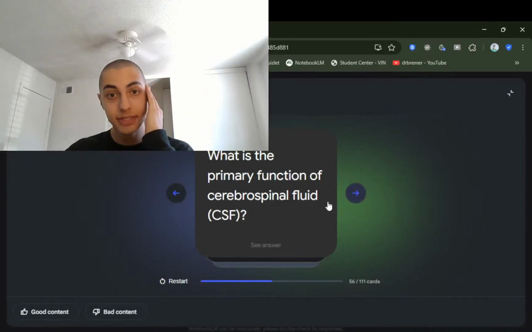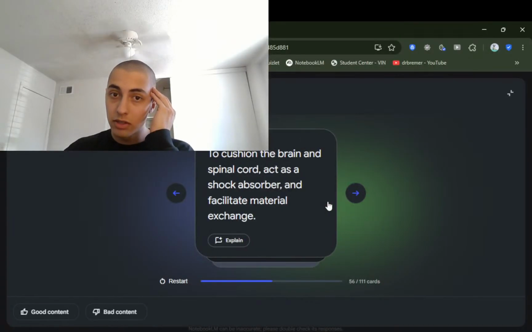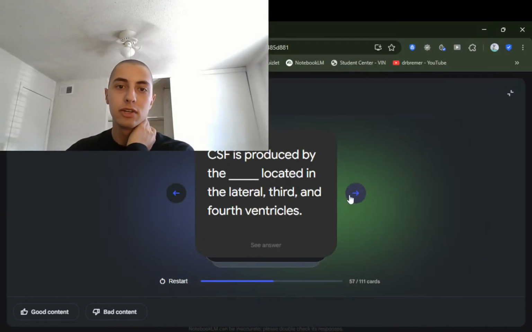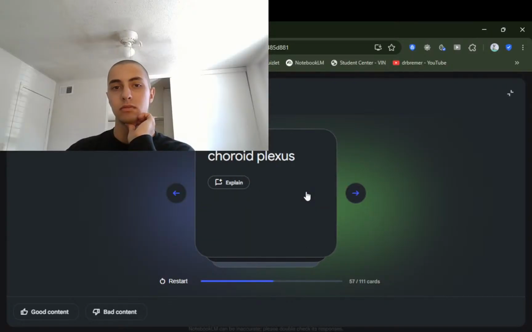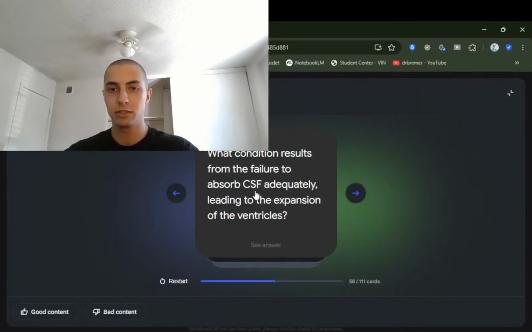I don't know why. What is the primary function of cerebrospinal fluid? It cushions the brain and it gives it nutrients. Yeah, acts as a shock absorber. Okay. CSF is produced by the blank located in the lateral, third, and fourth ventricles. It's produced by the choroid plexus. What condition results from the failure to absorb CSF adequately, leading to the expansion of the ventricles?